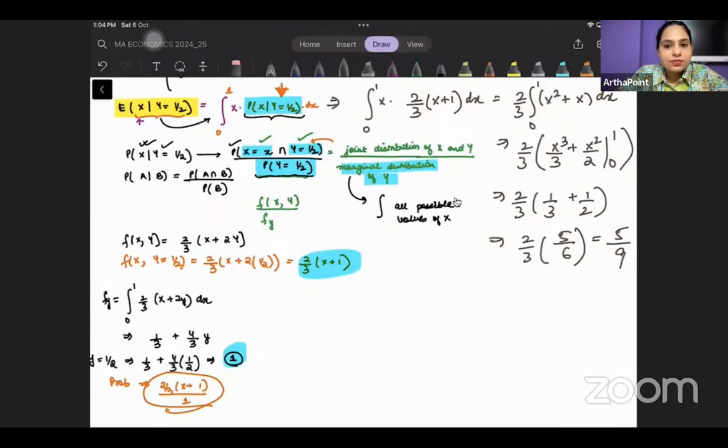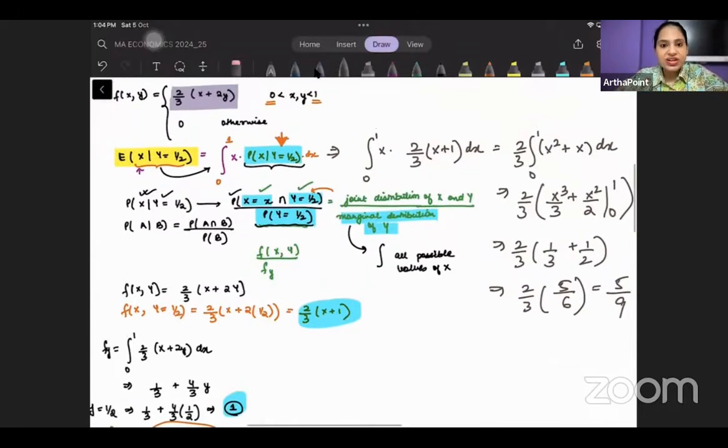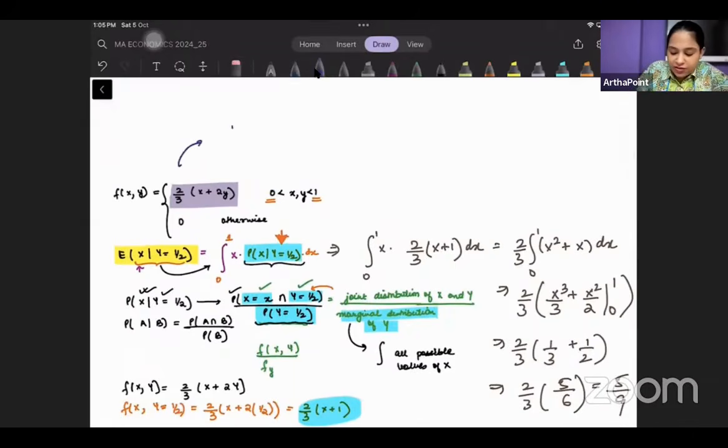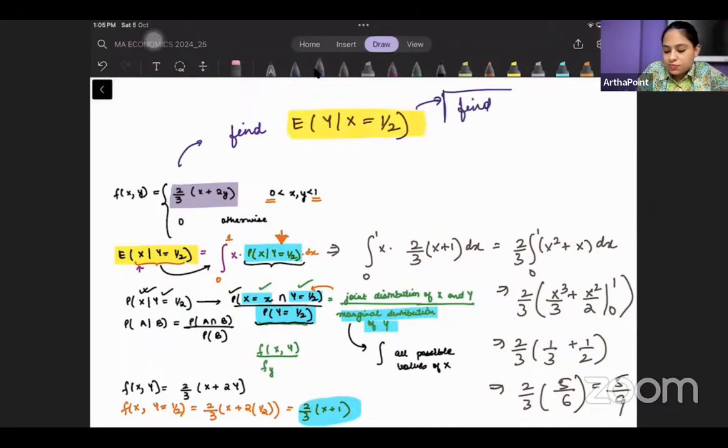Is this clear? It's a little tricky question, so you need to practice such questions. They will not come in one go. You need to practice them again and again to understand the gist of this question, what the question is saying. As homework, can you reverse it and find E of y given x is half? Please try this part. Then we will discuss it in the group. Find this answer: E of y given x is half.